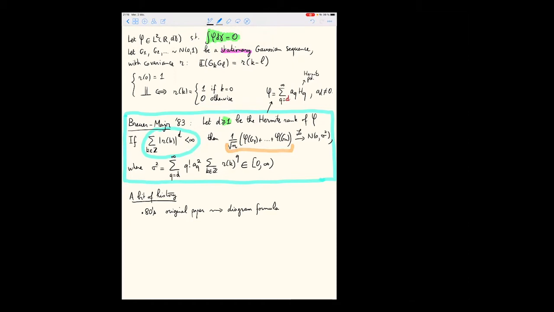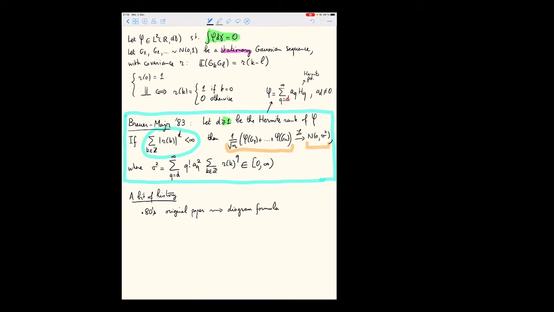The way to do this was to expand phi in Hermite polynomials, and then, by computing the moments, to represent this using the so-called diagram formula. Then they had to understand why, in the limit, you get exactly the moments of the standard Gaussian. Actually, they did not use the moments but the cumulants, which is completely equivalent.